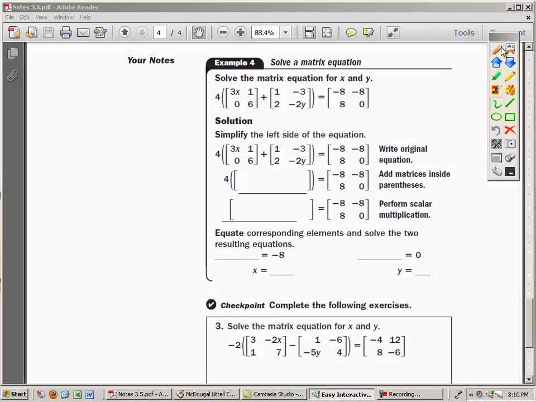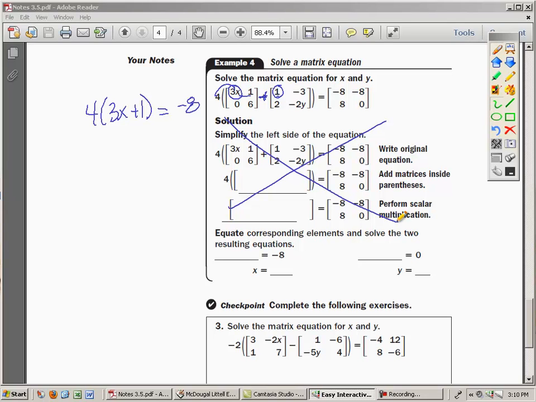So in example 4 now, we're going to solve a matrix equation. And we just got done saying that, listen, we know that when I add these two together and multiply by 4, essentially 4 times 3x plus 1 has got to be equal to negative 8. Now, I don't really like this, so I'm going to do it over here on my own. So I would ignore that right now.